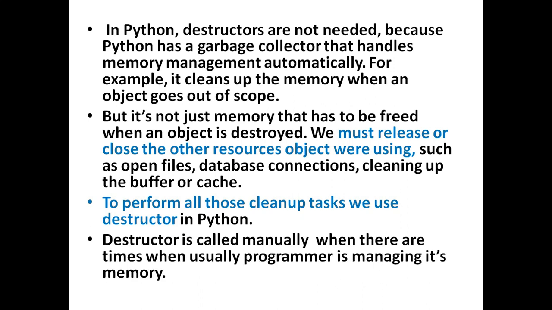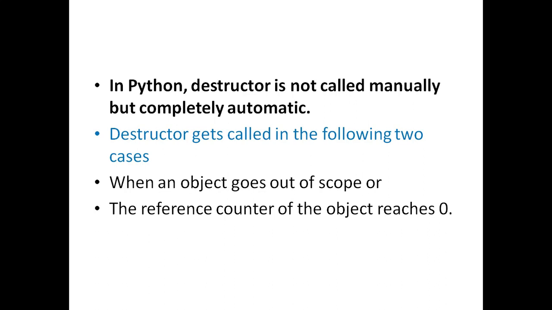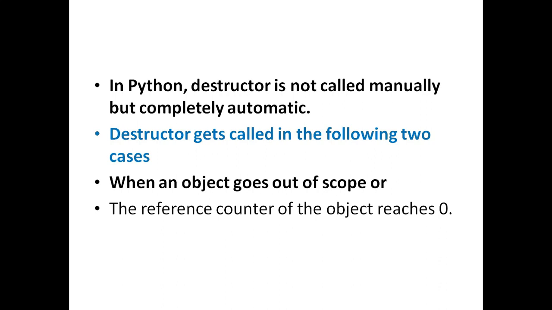In languages where the programmer is managing their own memory, the destructor is called manually. In Python, Destructor is not called manually but is completely automatic. Destructor gets called in the following two cases: when an object goes out of the scope, or when the reference counter of the object reaches 0.